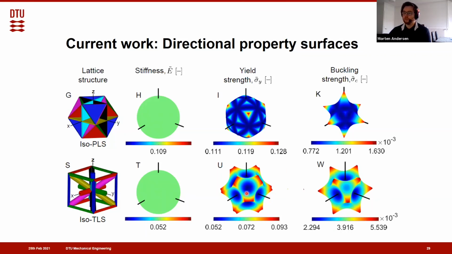But for the truss version here, it looks pretty similar, and that has a lot of importance, as now the dominating failure mechanism can be determined purely by the base material and the volume fraction, whereas for the plate lattice here, it's also highly dependent on the load direction.